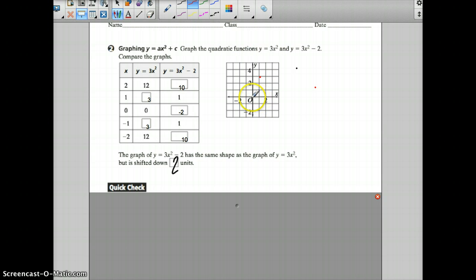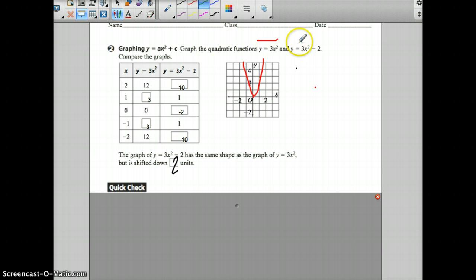If we picked 0, we'd get 0. And if we picked negative 1, now think about it: negative 1 squared is a positive 1, and multiplied by 3, we get negative 1, 3 as well. And then if we plugged in negative 2, we get 12 as well. So you can start to see these points. Now you have to remember that it is going to make a parabola, so it's going to come to a point and come back up. Okay? That's our y equals 3x squared.